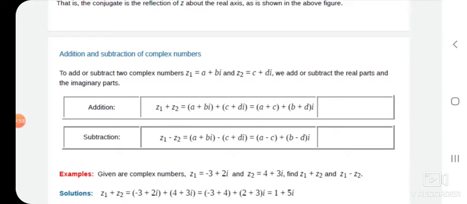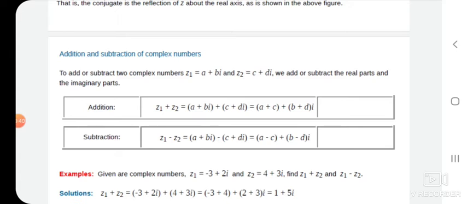Similarly, for subtraction of two complex numbers, we have to subtract the real parts individually and the imaginary parts individually, as shown in this slide. Z1 minus z2 is equal to a plus ib minus c plus id. In that case, a minus c is the subtraction of the real parts, plus b minus d into i is the subtraction of the imaginary parts.